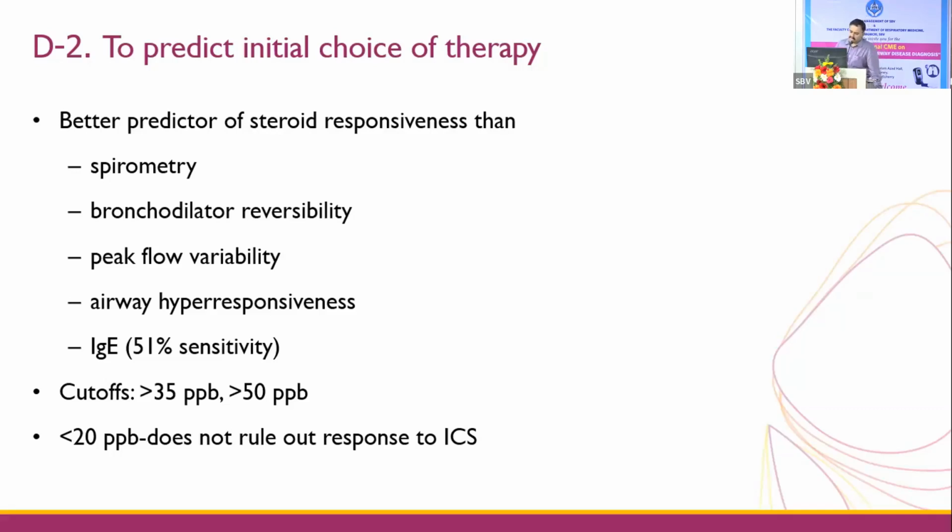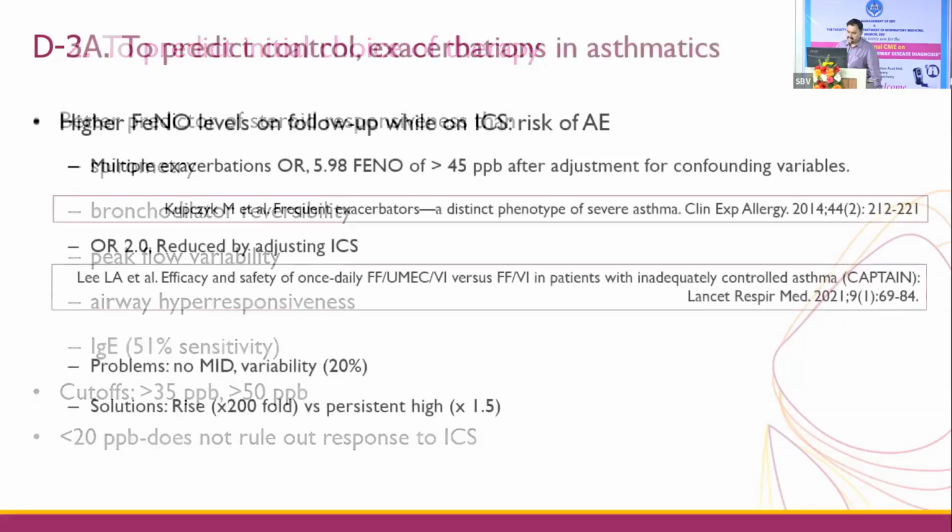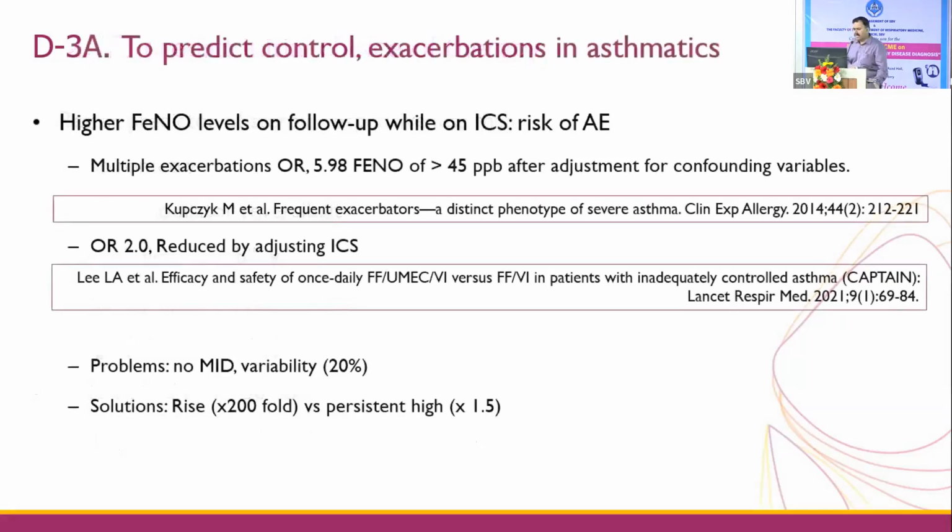For this prediction of steroid responsiveness, FeNO is much better than spirometry, bronchodilator reversibility, peak flow reversibility, and IgE as a predictor of ICS response. The third aspect of using FeNO is to predict who's going to develop exacerbations.